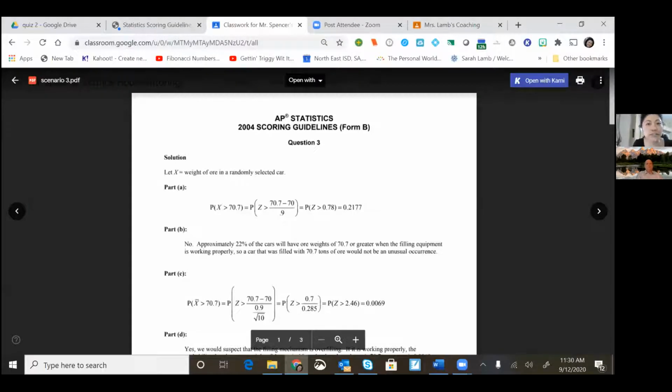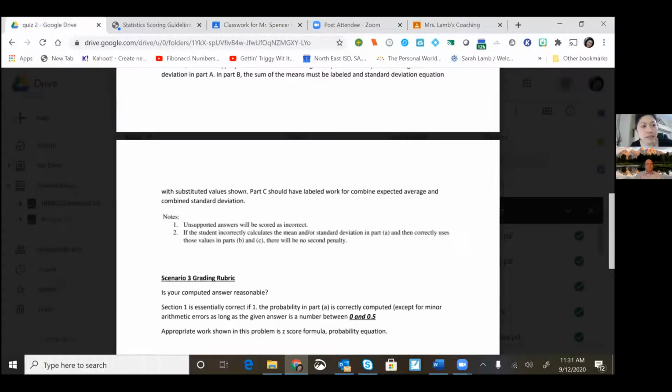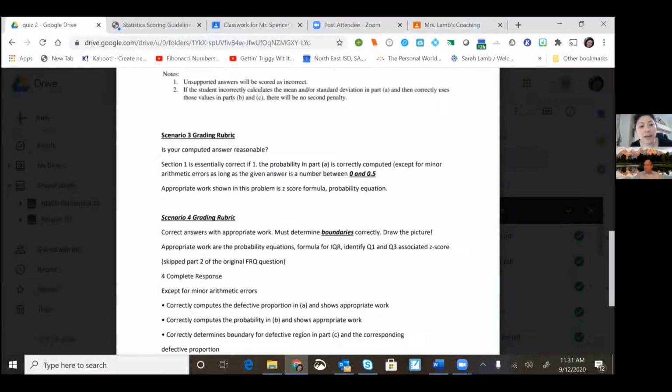PDF. That's where you can find the official rubric. But like Mr. Spencer says, we only did part A, so it has a lot more than what you need. The big takeaway here is that you have to have an answer that is reasonable. So you're showing your work, and showing your work is probably showing your z-score formula and maybe the probability equation. Even if you write all of that correctly and you get a number that is bigger than 0.5, they would not give you credit for this problem.